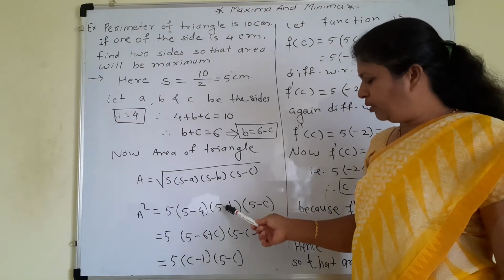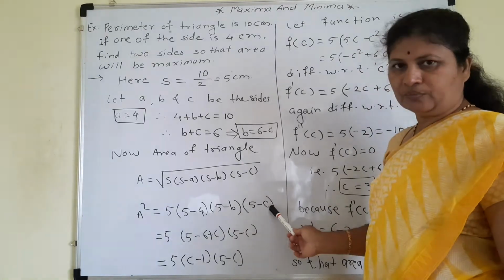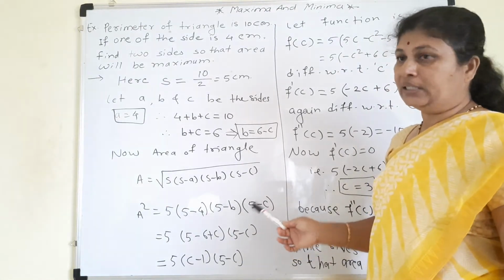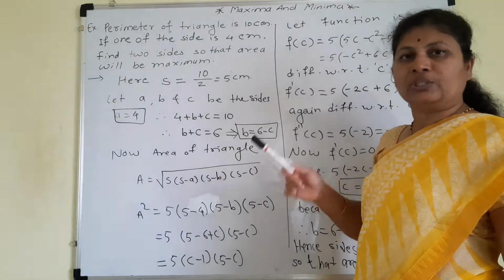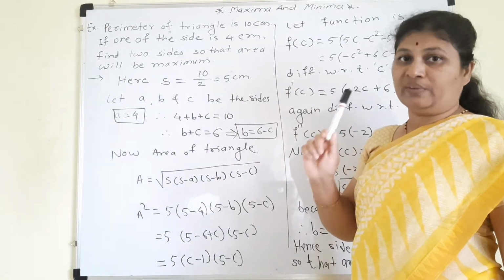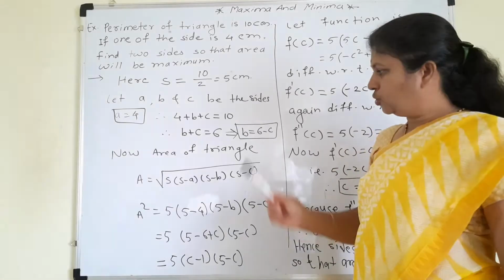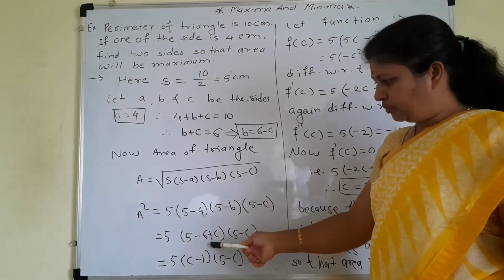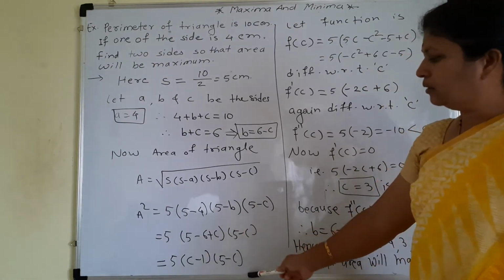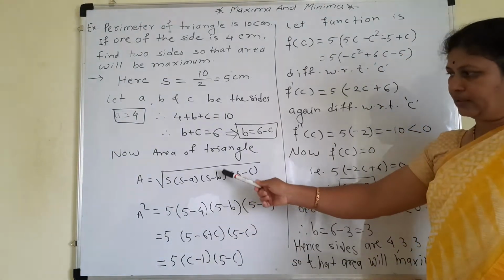Here the variable will be B as well as C, and then it is not possible for us to differentiate this. So we should have the function in one variable only, so that we can differentiate this. So for that purpose we convert this B in terms of C. Here, substituting the values, we got the function area, squaring this.